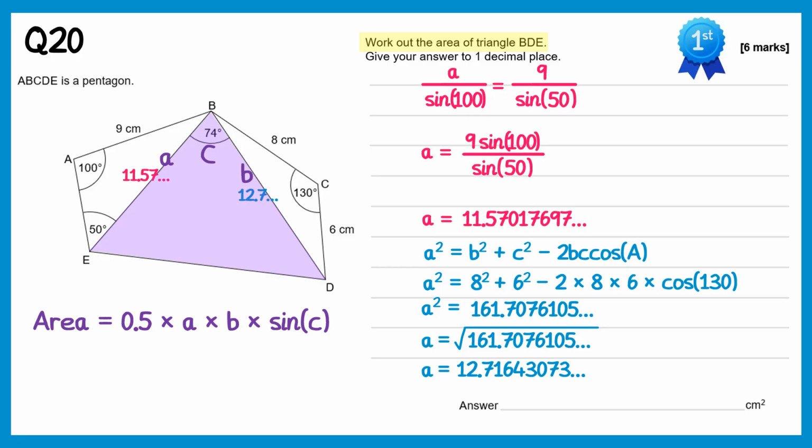So we're just going to plug those numbers in. It's 1/2 times A, which was that 11.57 and so on, times the B, which is the 12.7 and so on, and then times sine C, which is sine of 74. Now, if you type that into your calculator and make sure you use the exact numbers you were given for the 11.57 and the 12.7, and then round your answer off to one decimal place, you'll end up with 70.7.